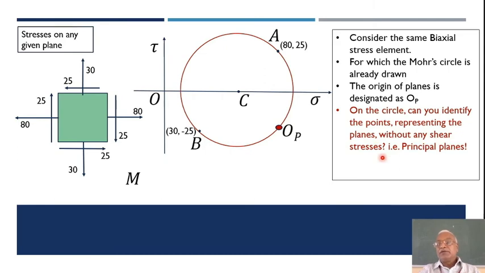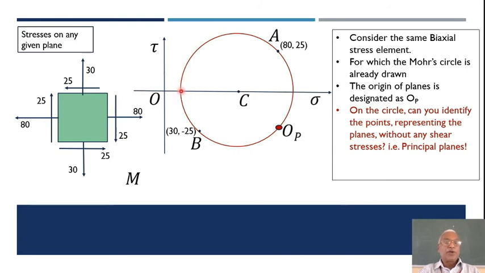Okay, here every point on the circle is representing some plane, right? If you take point A itself, there is a normal stress of magnitude 80 represented along the x-axis, and there is a shear stress which is represented as the y coordinate because it is tau, right? Now if you go on moving this point, here also there is a maximum shear stress, but there is some normal stress. And if you come down here, both the stresses are getting reduced.